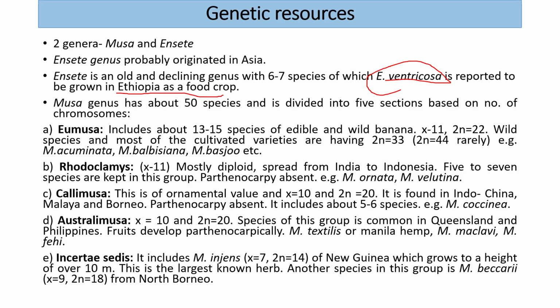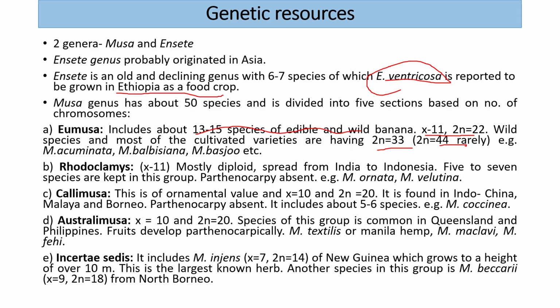The next genus is Musa. The Musa genus has about 50 species and they are divided into 5 sections. The 5 sections are Eumusa, Rhodochlamys, Callimusa, Australimusa and Ingentimusa. Eumusa includes 13 to 15 species of edible as well as wild banana, and the chromosome number is x=11, and 22 and 33 are also found.